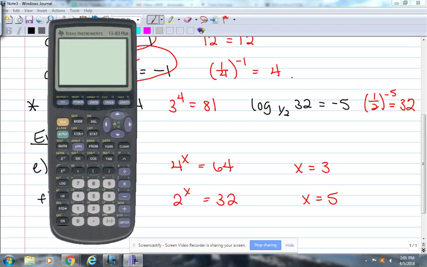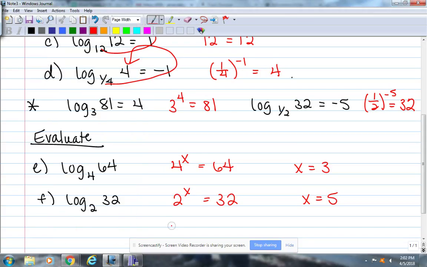So, turn it on. You hit the math button that's under the green alpha button. Arrow up instead of down. Oh, man. And I don't have it. Well, these calculators don't have it. 83s don't have it. 84s do. So you're going to have to use your blue sheet.